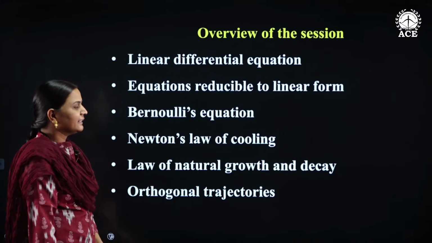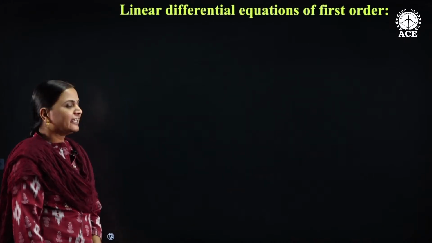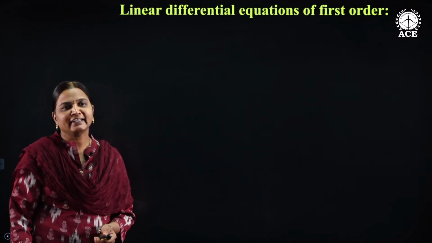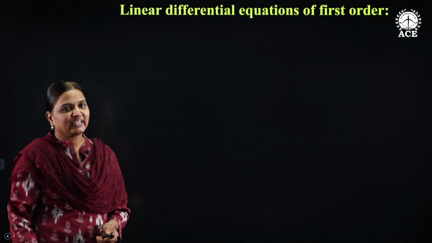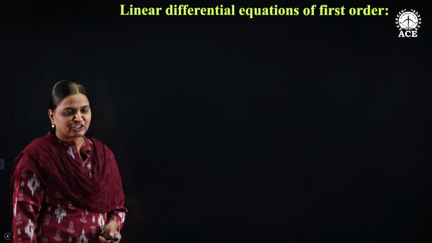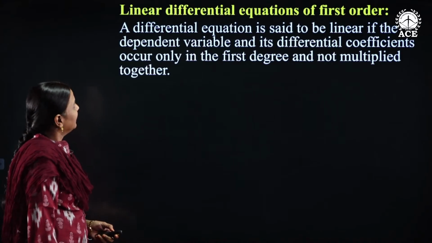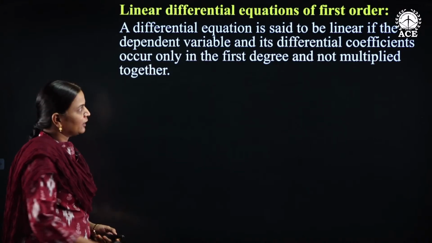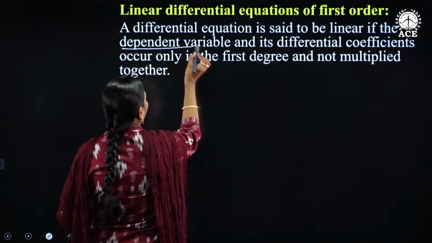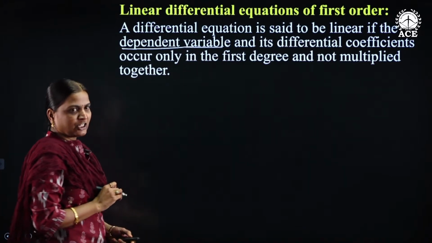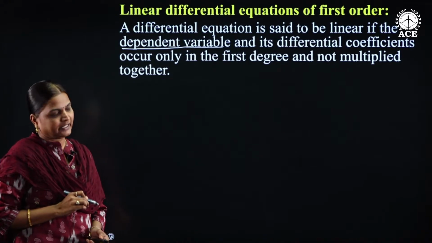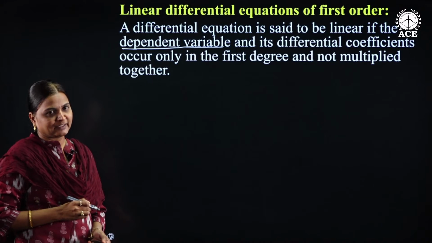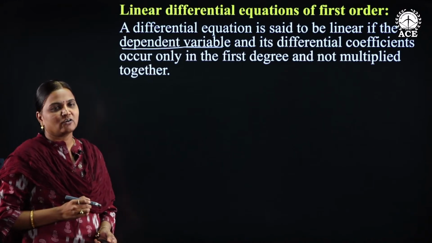First, what is a linear differential equation? A linear differential equation depends totally on the dependent variable only. If you can identify the dependent variable, it is very easy to solve. A differential equation is said to be linear if the dependent variable and its differential coefficients occur in the first degree, and the dependent variable and its differential coefficients are not multiplied together. Such a differential equation is called linear.